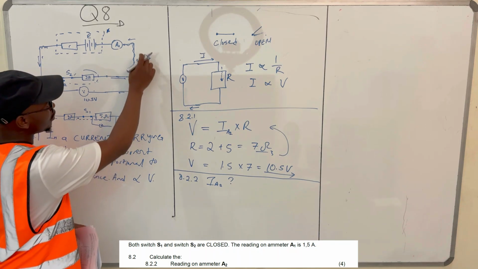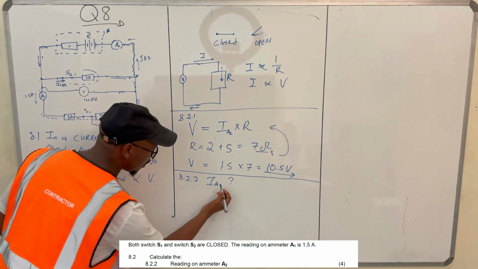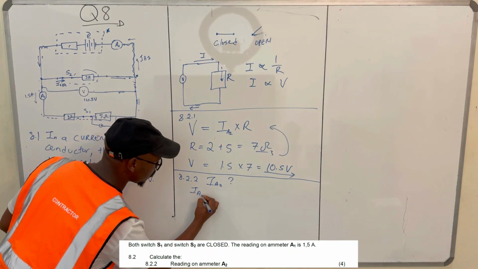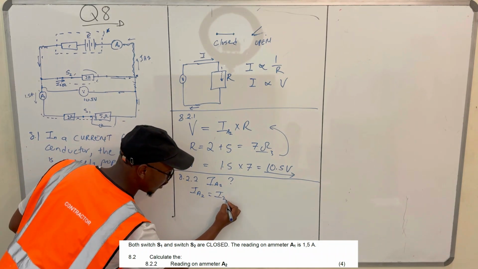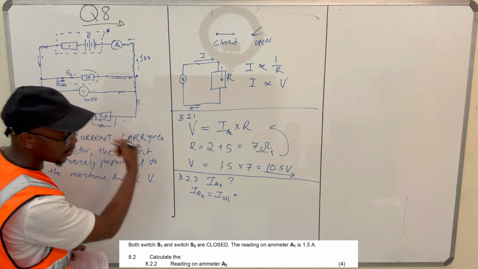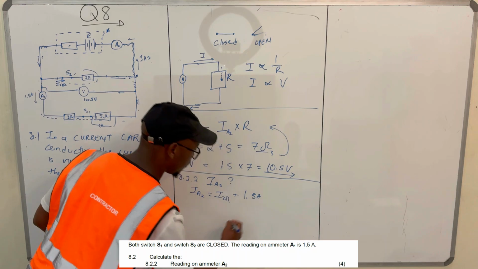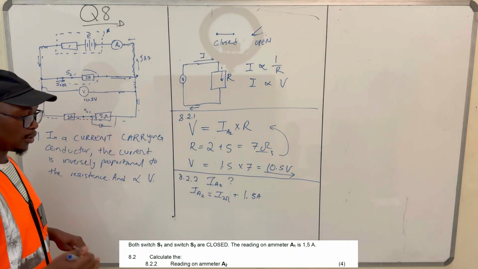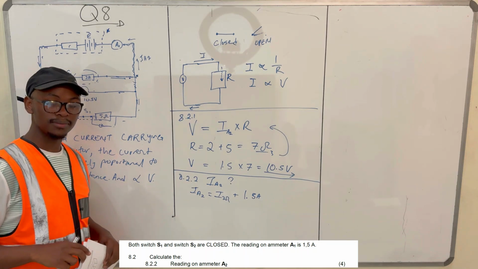Which means that they go back to the current that we started with, which is A2. So it means IA2 is the summation of the current through the 3 ohm resistor, plus the current that goes through the circuit, of which we know it is 1.5 amps. All right. Now, the question you're asking me: how do you calculate the current through the 3 ohms?